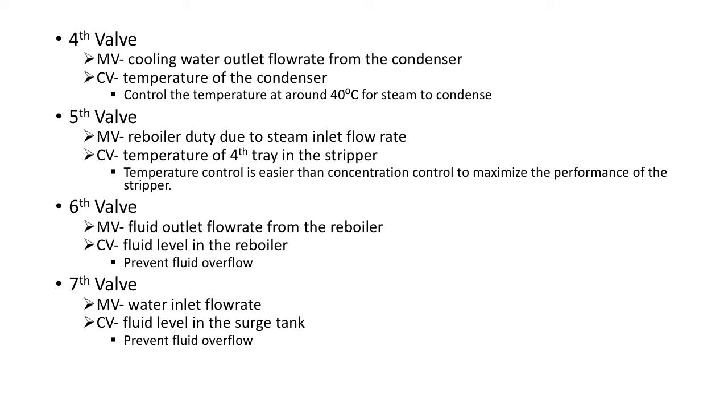For the fifth valve, the manipulated variable is the reboiler duty due to the steam inlet flow rate, and the control variable is the temperature of the fourth tray in the stripper. Temperature control at a lower tray in the stripper is easier and faster as compared to concentration control to optimize the performance of the stripper.